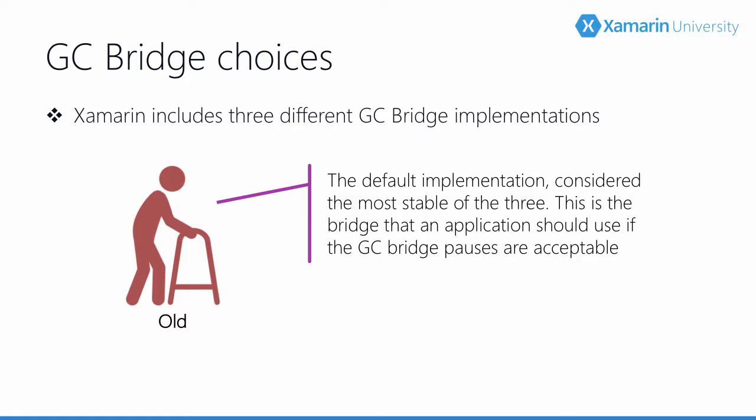So there are 3 different bridge implementations that are supplied with Xamarin Android. First, we have the default bridge implementation. This is named old. This is the most tested and trusted implementation, and it's been around a long time. And if you're happy with the GC times that your application is getting, then you should just stick with the default bridge implementation. There's no need to change.